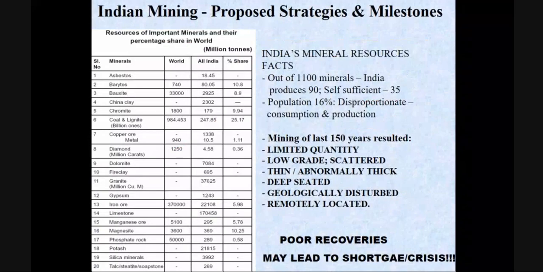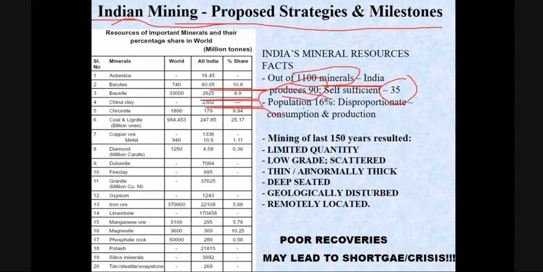Yeah, before concluding this talk, let us see what is happening in India. We should know what is happening. We have been talking about America, Canada, Australia, South America, Zimbabwe. Let us try to see what is happening in India. Out of 1,100 minerals, India produces 90. We are self-sufficient in 35. Our population is 16% of the globe, so we have to consume more. Okay, what is exactly happening? Of course, we will come to that.